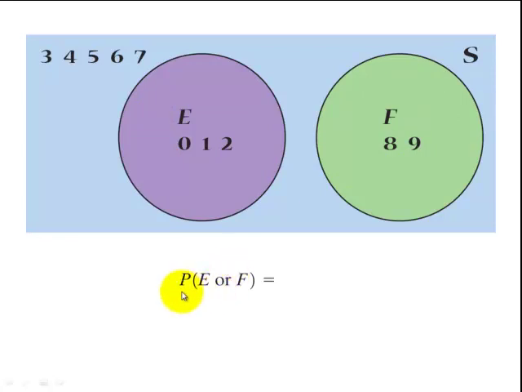So if we wanted to find the probability of event E or event F happening, we would first find the probability of E, which would be 3 out of 10, and event F happening would be 2 out of 10, and we simply add these up and we get 5 out of 10, or 1/2.